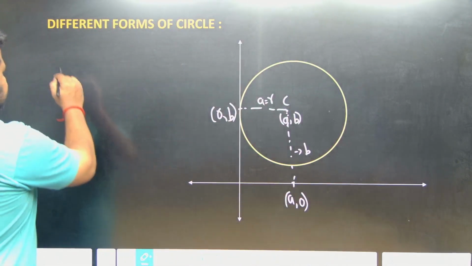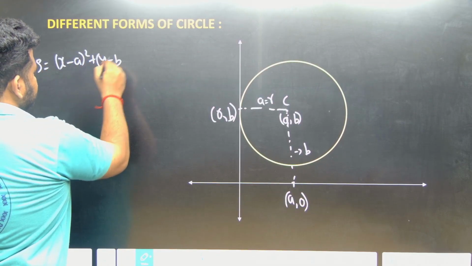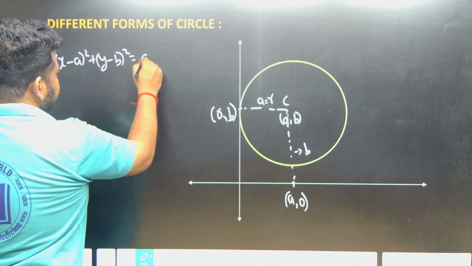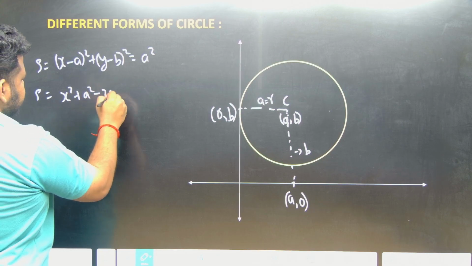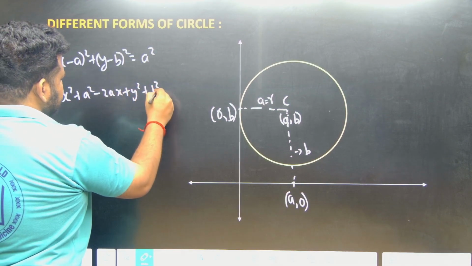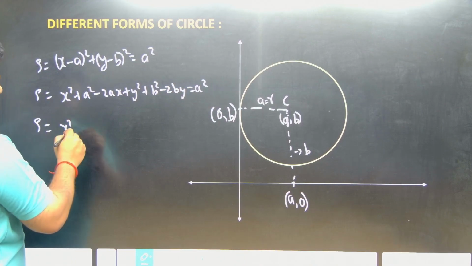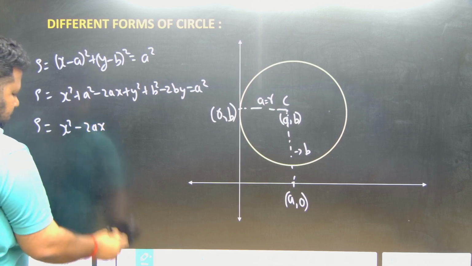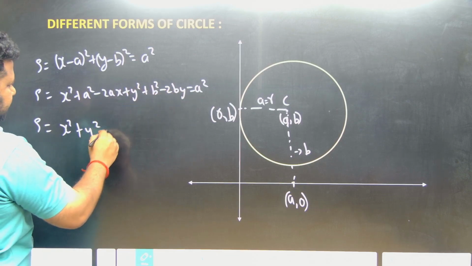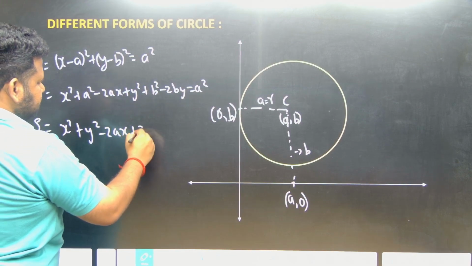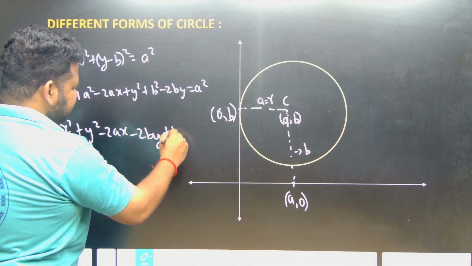So what will be the equation of this circle? I can write it as S: (x minus a) whole square plus (y minus b) whole square is equal to the radius square. Radius here is a, so that will be a square. Simplifying: x square plus a square minus 2ax plus y square plus b square minus 2by is equal to a square. In standard form, x square plus y square, the a squares cancel, minus 2ax minus 2by plus b square is equal to 0.